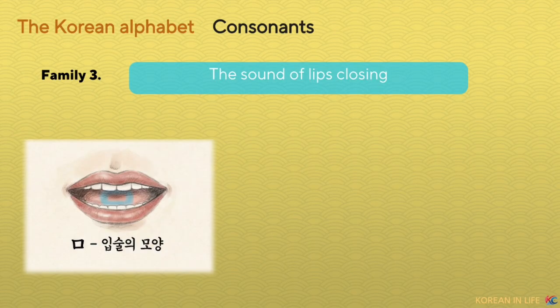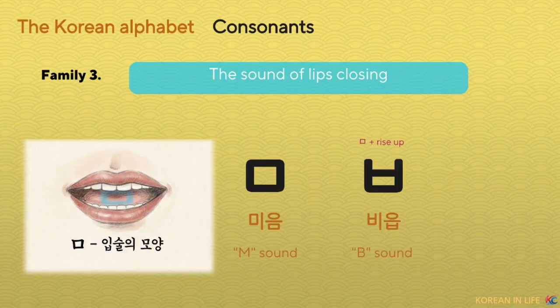Third is the lips. Modeled after the square shape of closed lips, we have M. Try making a sound by opening your closed lips. Strokes rise up to form B. Blow air harder, P. Strokes extend outward to become P. These are all the lip family.